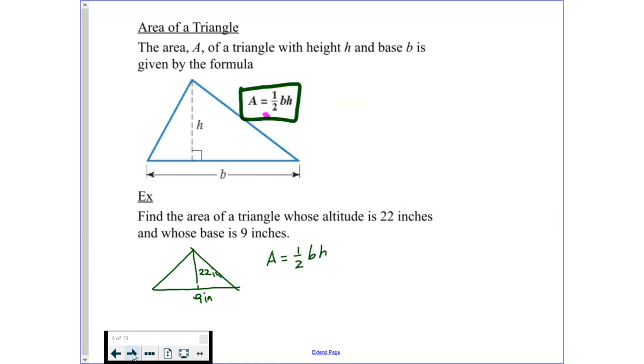Excellent, Hugo. Exactly. So all you have to do is just half times 9 times 22, which is 198 divided by 2, which equals 99 inch squared. Square inch or inch squared. Excellent. So that's how you find area of a triangle. Yeah, don't forget to divide by 2. So this is how you find area of a triangle.